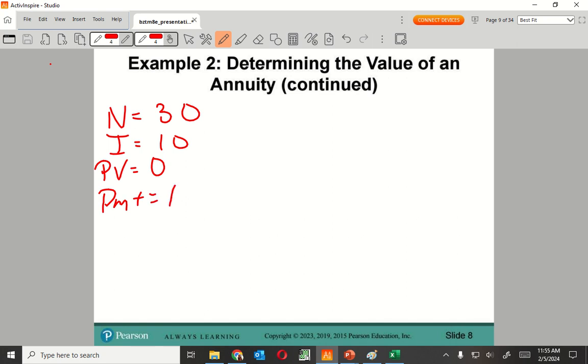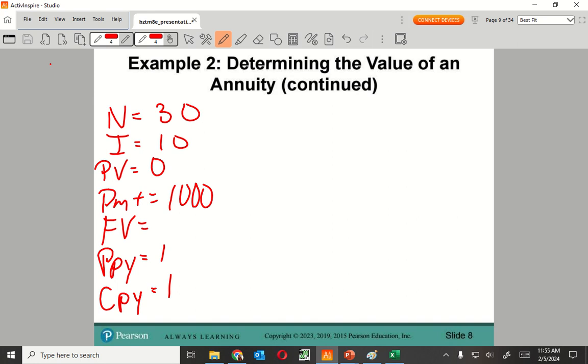is how much? 1,000. I'm going to look for my future value. PPY, how many payments per year? 1 payment per year. And CPY is compounded annually. And it's also at the end.